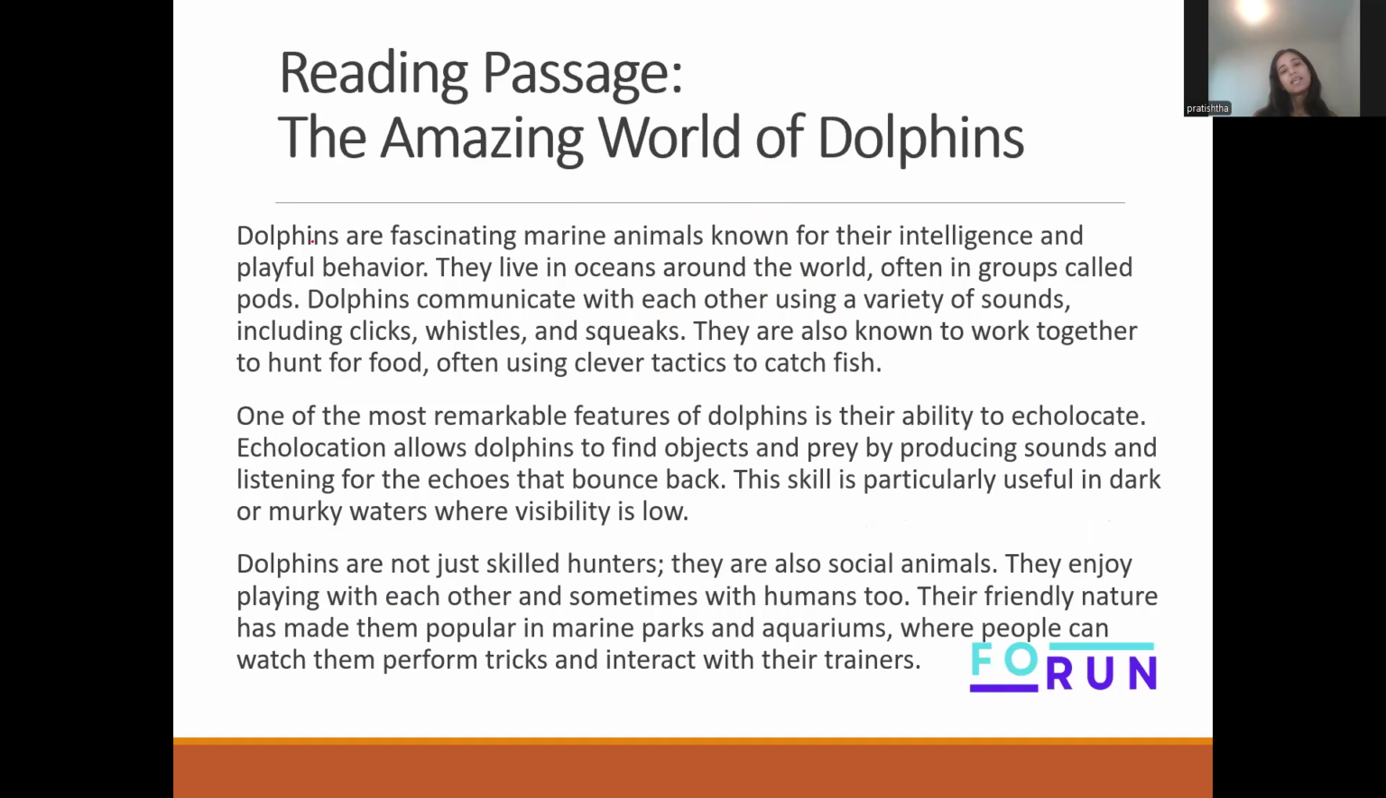So now using the same strategy, we will read a little bit bigger passage and it is The Amazing World of Dolphins. So I'm guessing from the title that it is going to be about dolphins. Dolphins are fascinating marine animals known for their intelligence and playful behavior. So I will just highlight this. They live in oceans around the world, often in groups called pods. So their groups are called pods. Again, this is an important piece of information.